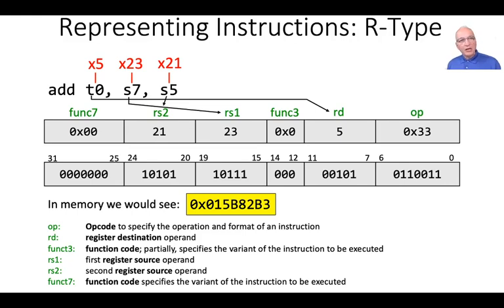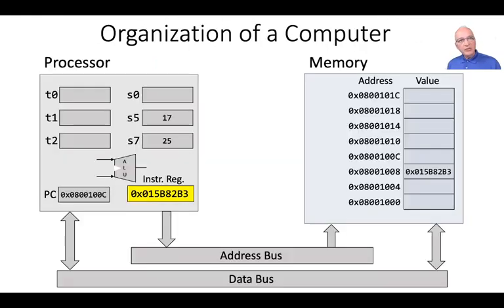0x015B82B3. So if we connect back to the organization of the computer that we saw last time, you may recall that when you start executing an instruction, the processor will send the value of the program counter to the memory, obtain the instruction that's there, and immediately increment the program counter.